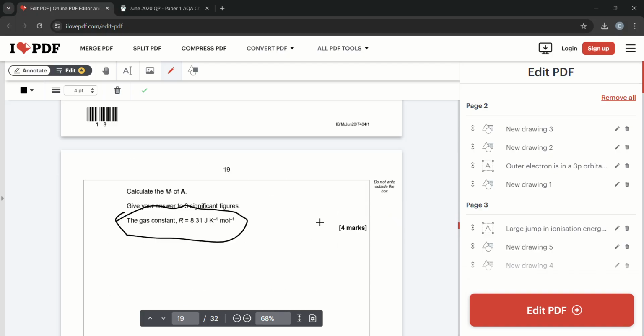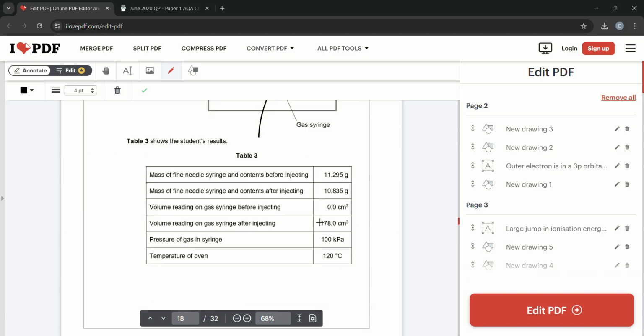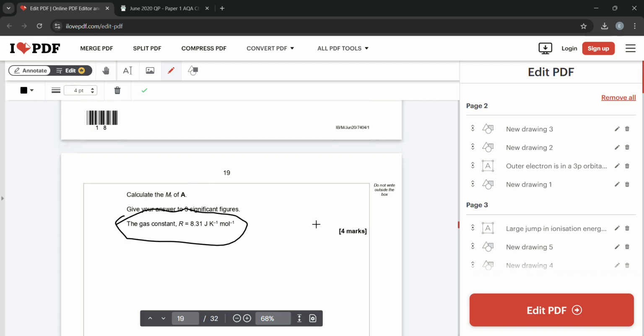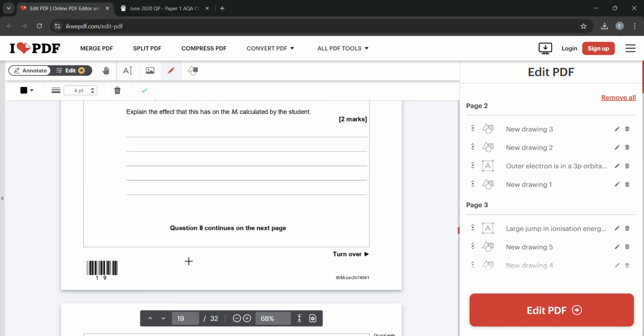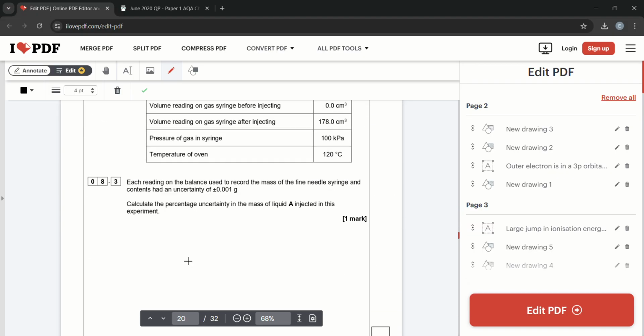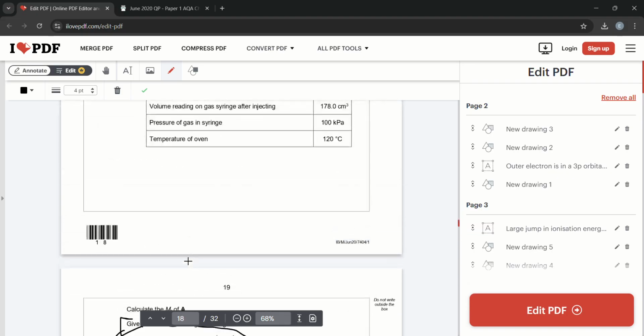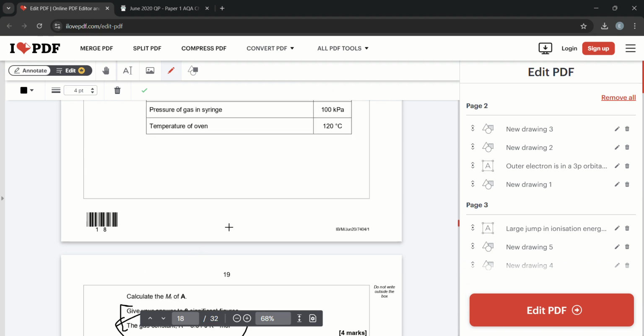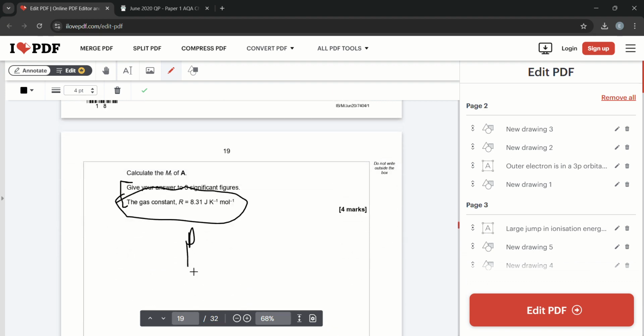4 marks. It just gives us a bunch of information and a simple sentence: calculate M of A, with two additional points. Give your answer to 3 significant figures, which is going to be key. And the gas constant R is 8.31. So how would we even start the question? Well, obviously we're going to use the ideal gas equation, PV equals nRT. You should be confident with the equation.